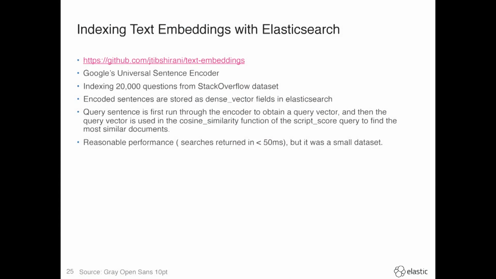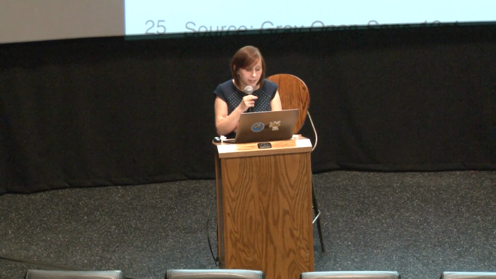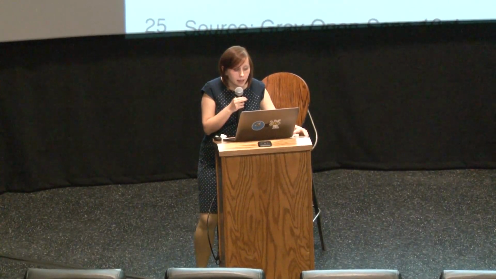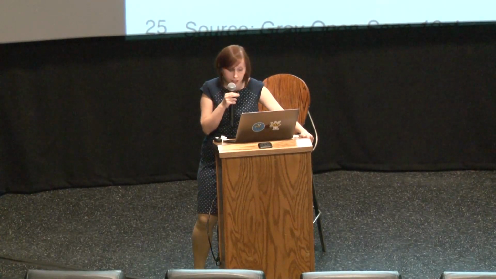Our engineer, Julie, put together a project where you can see how dense vectors can be used for text embeddings. For this, we use the Google Universal Sentence Encoder, which can encode your text and produce a vector from it, which represents text embeddings of this text. We index a small data set of 2,000 questions from the Stack Overflow data set, which are encoded as a dense vector in Elasticsearch. And for the query sentence, there is a script she put together where you can put your query sentence, which will first be encoded, again using the Google Universal Sentence Encoder, as a query vector, and then put in a query for the cosine similarity function.